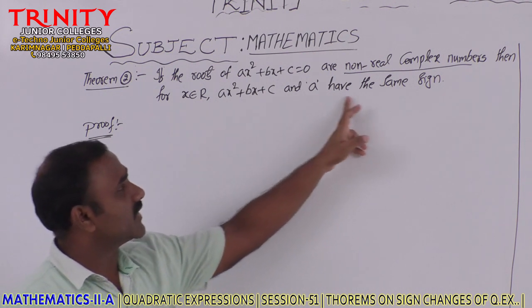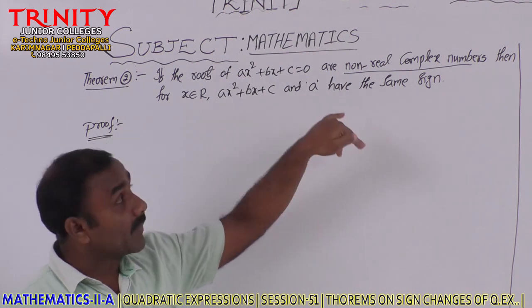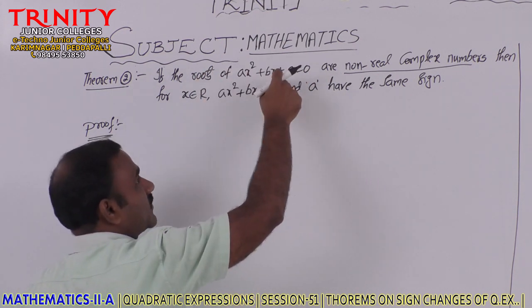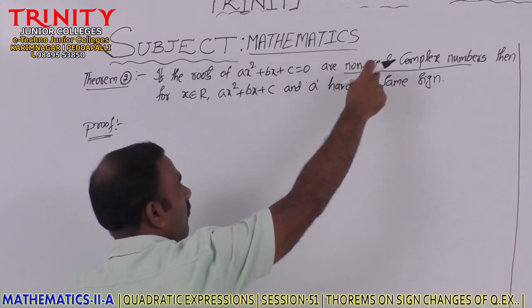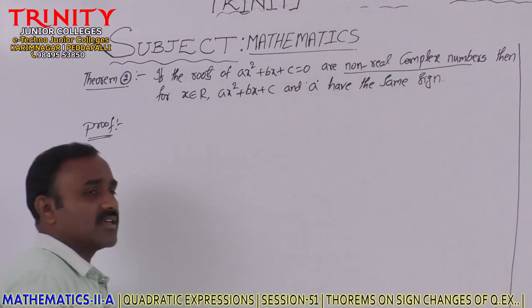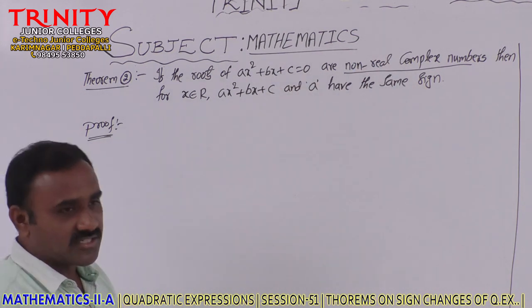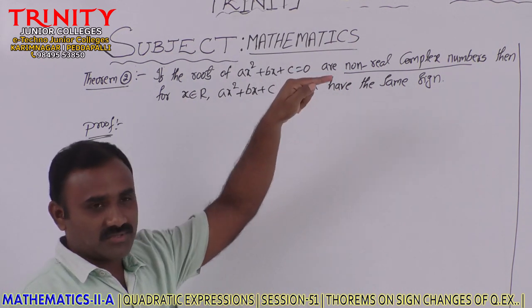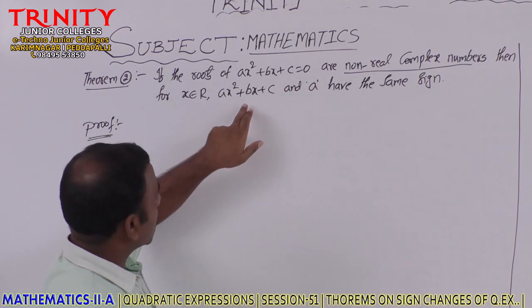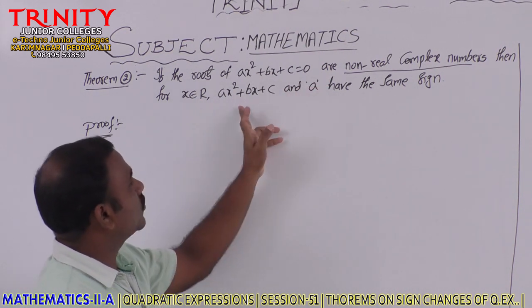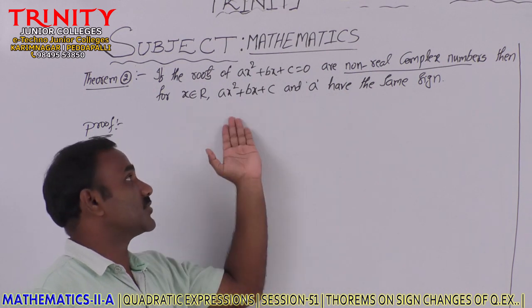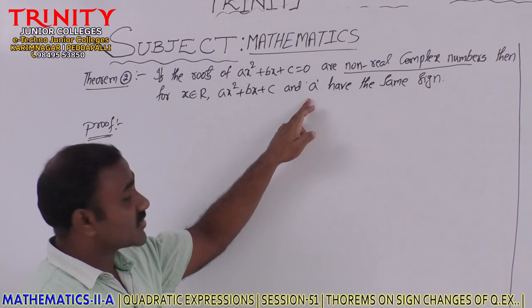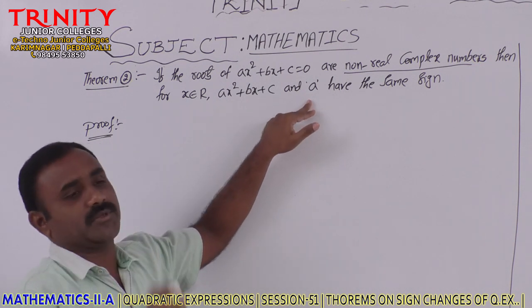See, here this statement looks the same as that, but we have a difference in the statement. The roots of the quadratic equation are non-real complex numbers, meaning whenever the discriminant is less than 0, the roots are complex numbers. In such a case also, these two have the same sign. It may be positive positive or negative negative.